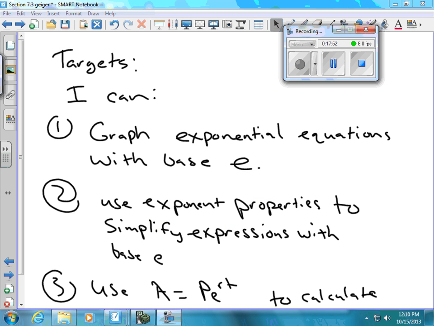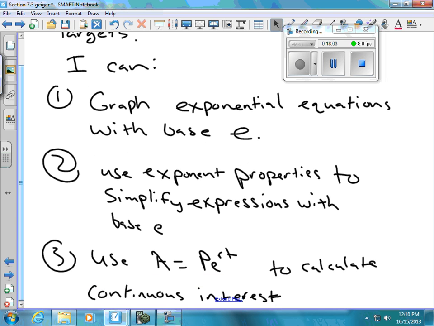So, I think we hit our targets pretty well. I think we're able to graph with base e. I think we proved that the exponent properties are the same with base e, and we saw that you can use e for the PERT formula to calculate continuous interest.